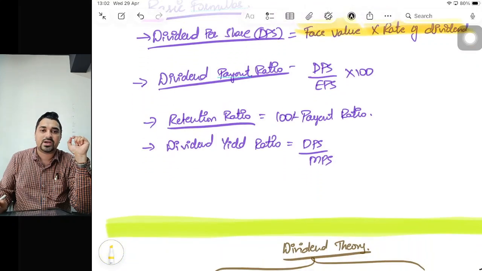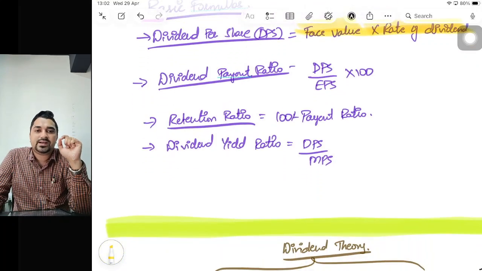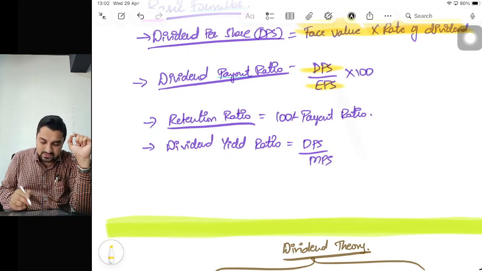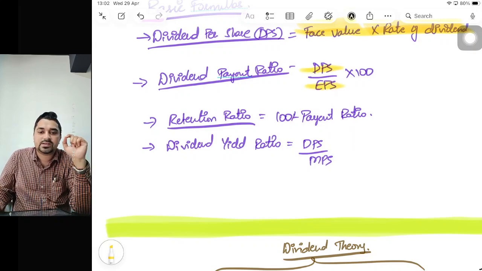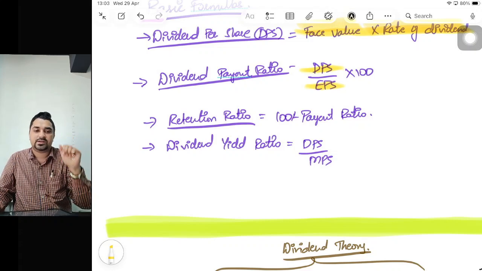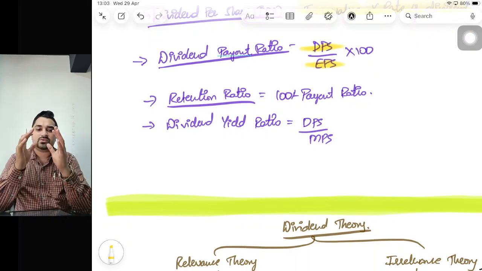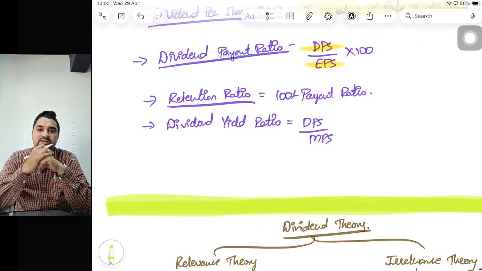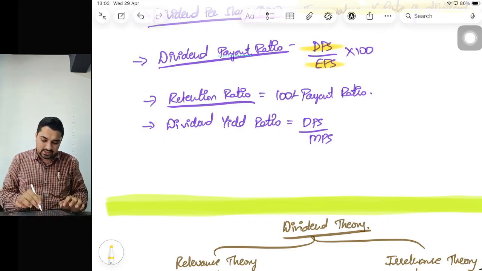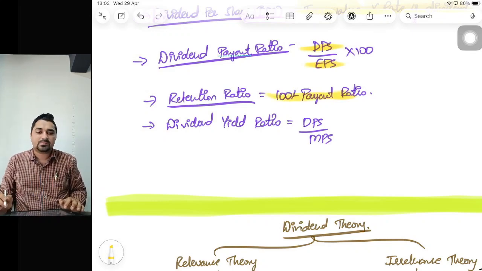Coming to dividend payout ratio. Payout is always a percentage of earnings. Remember, payout is always a percentage of earnings. The formula is dividend per share divided by earnings per share into 100. Then what do you mean by retention ratio? Retention ratio means out of my total earnings, whatever I have paid out as dividend, the remaining will be retention. So retention ratio formula is 100 minus payout ratio.